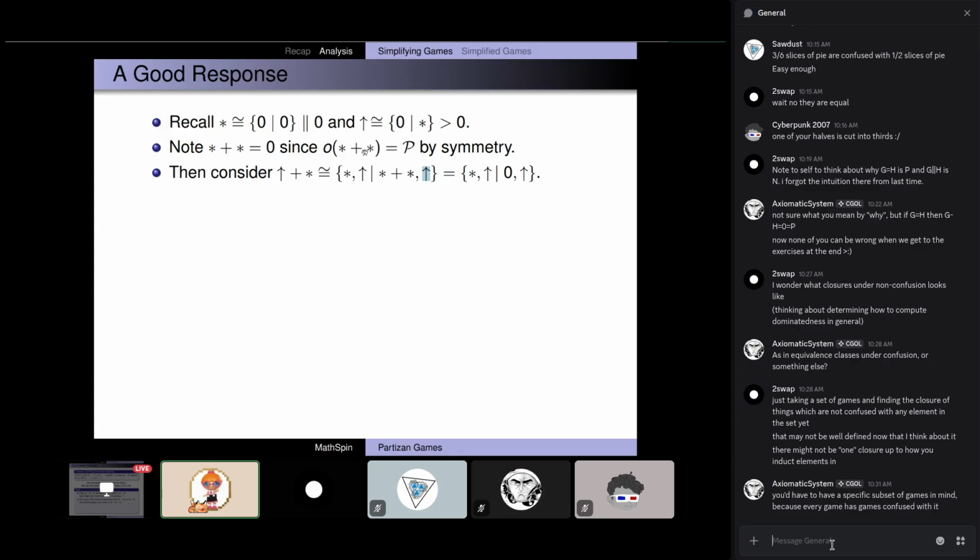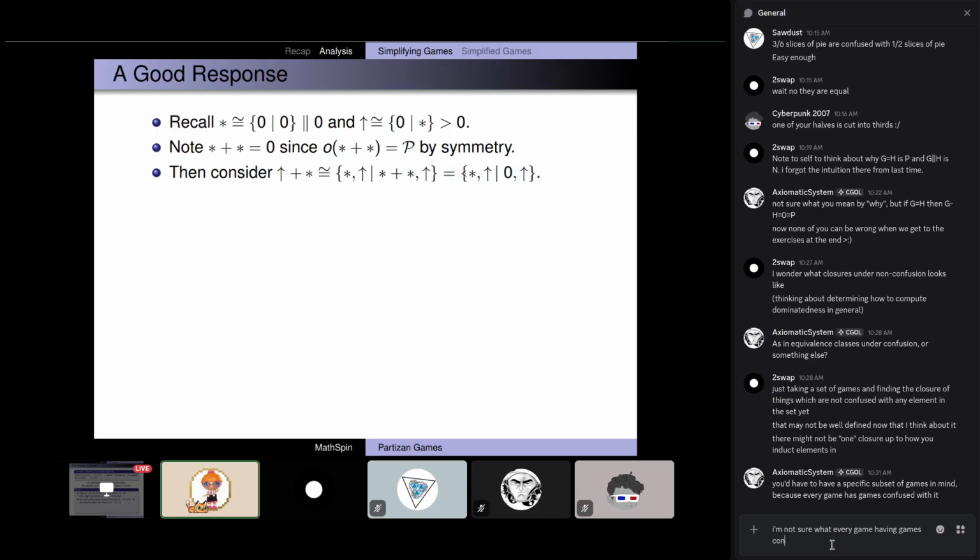And we just said above, star plus star equals 0. I may not have said this, but you can replace equal games in options and get equal games. So if you replace the star plus star with 0, you get an equal game. So up plus star is definitely equal to this game star, up, bar 0, up. That's sort of just writing out the definition of sum and replacing star plus star with 0 because it equals 0.